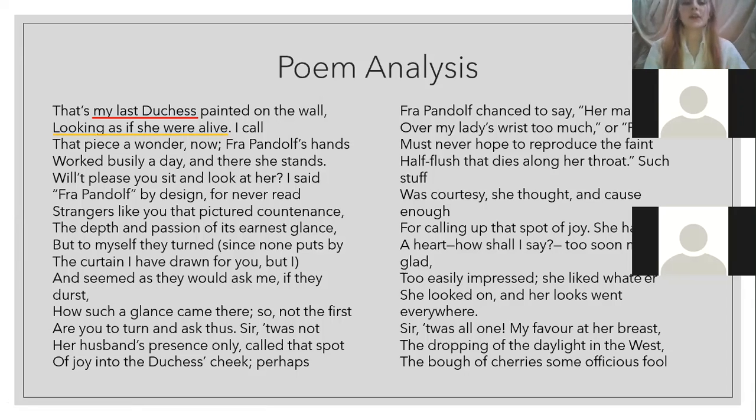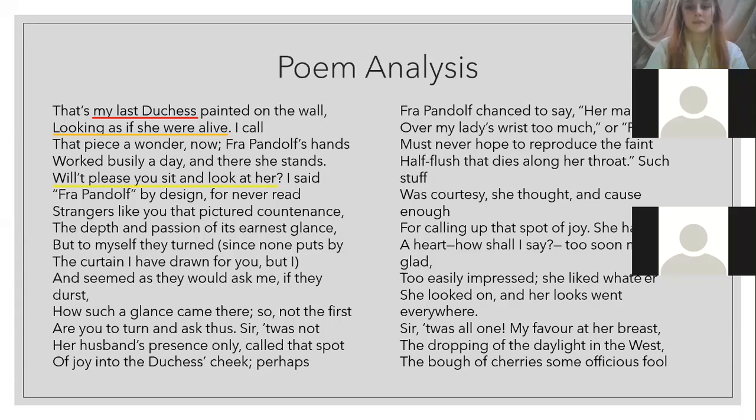So when it says "looking as if she were alive", that immediately gives the reader the evidence they need to make the inference that she's not alive anymore. Looking as if she were alive means she's not alive. But this painting is so well done that it looks as though she is, which is also linked to Frà Pandolf, who isn't actually real, but is meant to be this brilliant artist. So it's linked to how rich he is that he can afford this brilliant painting.